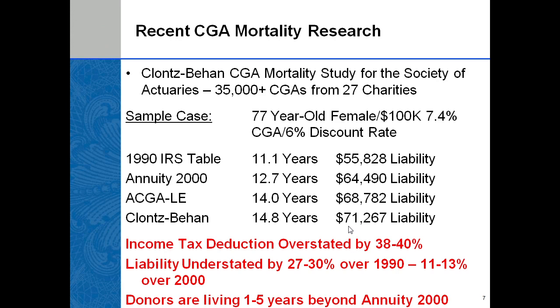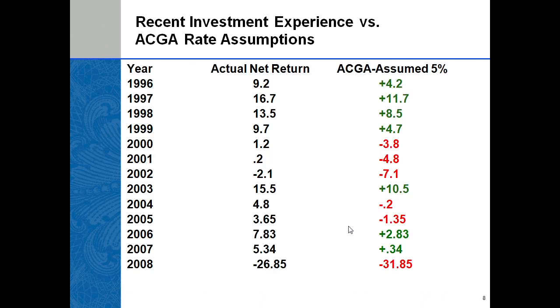And you see their donors living 1 to 5 years beyond Annuity 2000. Okay. This is simply saying, well, how did this whole investment assumption work related to the ACGA? And it's not the ACGA's fault. They got no clue what's going to happen in the future. But you can see these just giant, giant swings, positive and negative, when you're trying to say we're assuming a constant rate of return. So let's just assume that the net rate of return was 5%, just to keep this easy. It's changed a whole lot over the years.